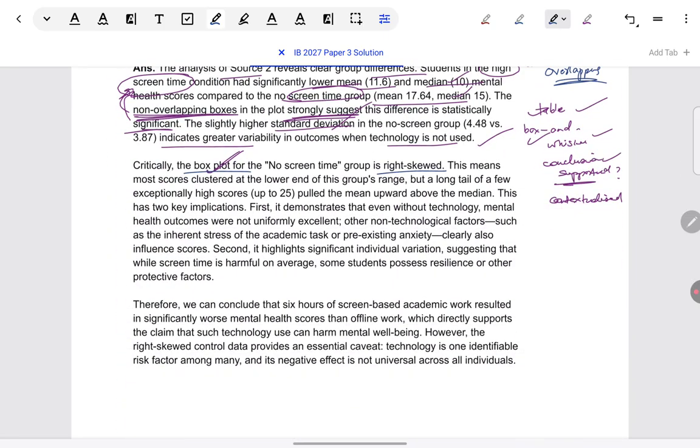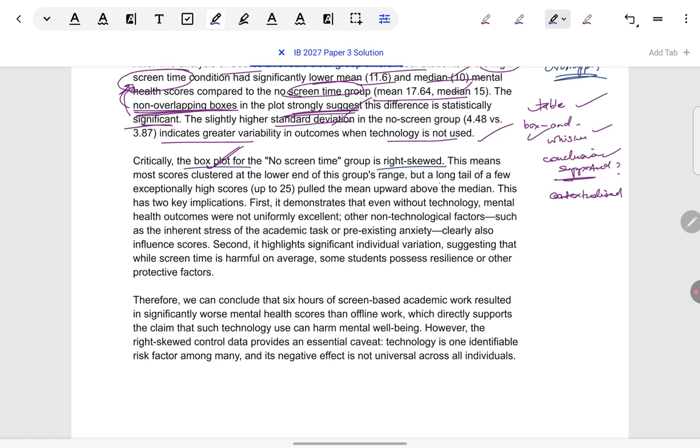So, what does it indicate when there's a right skew? Again, contextualizing it, there is a longer tail of a few exceptional scores, which shows that even without technology, health outcomes are not uniformly excellent. Some people seem to benefit more from no screen time than others. So when people are not doing that 6 hour online task, some people are benefiting more in terms of mental health. Their scores are turning out to be better than others. So it's not like everyone benefits a lot or everyone benefits very little by not using too much technology.